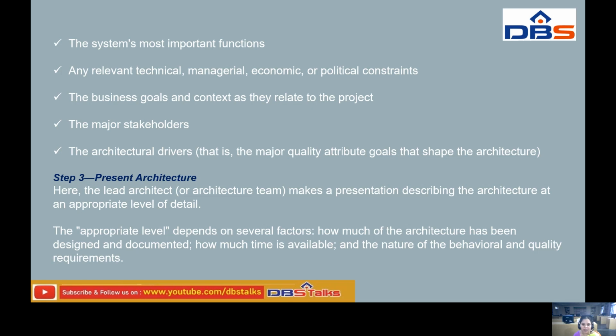And how much time is available for us, and the nature of the behavioral and quality requirements. And also they are mainly focusing on these factors, behavioral and quality requirements. This appropriate level depends on several factors. The main factors are how the architecture is going to be designed and documented, how much time is available, and the nature of the behavioral and quality requirements. They are mainly focusing on those factors.